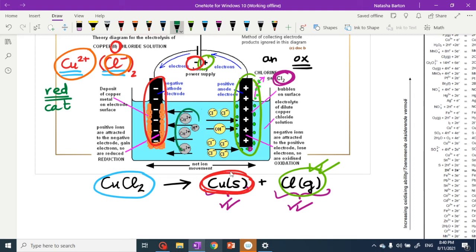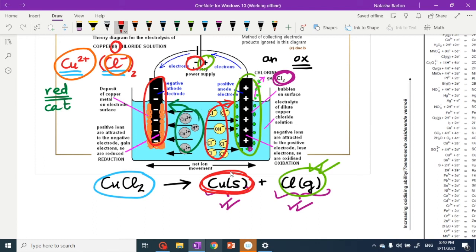The positive ions in solution are attracted to the negative terminal. The negative ions in solution are going to be attracted to the positive terminal, or positive electrode in this case. And there we're going to have a reaction taking place, specifically a redox reaction.